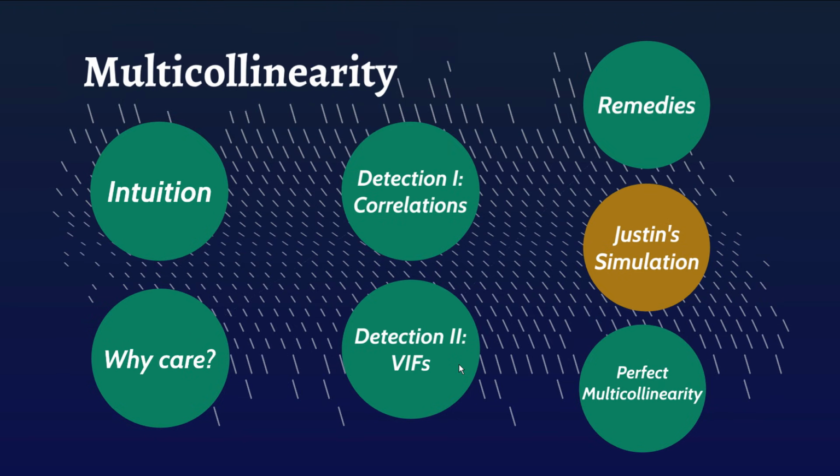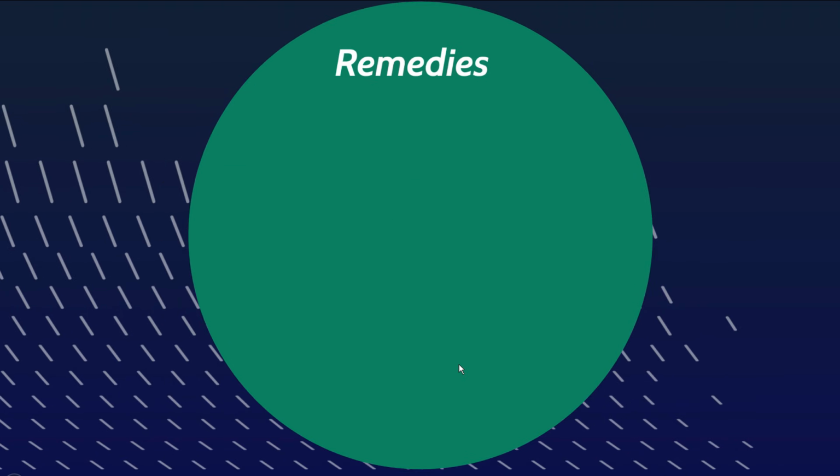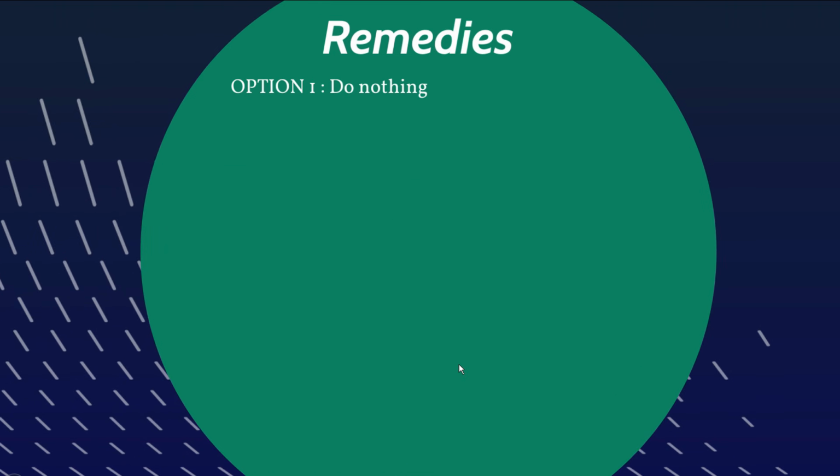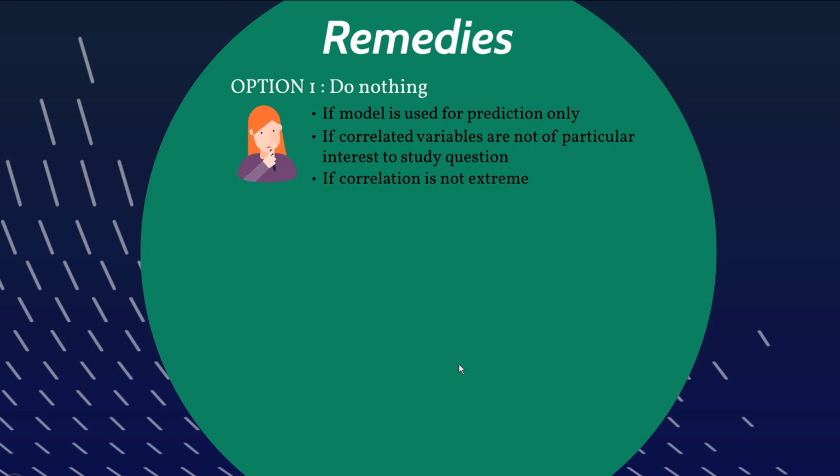Okay, so what do we do now that we've detected multicollinearity in our model? Option 1 is to do absolutely nothing about it. And believe it or not, that's typically what you're going to do. If your model is being used for prediction only, then the standard errors of the coefficients are not important. So long as the coefficients themselves are unbiased, which they still are, then you can use your model for prediction.